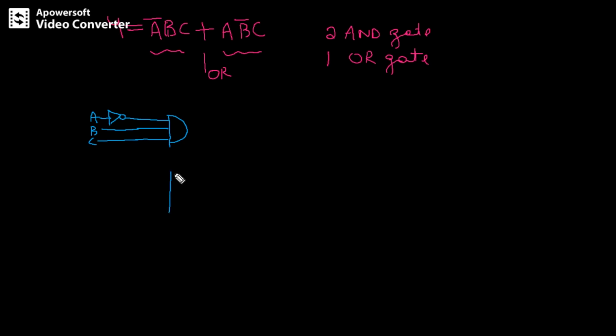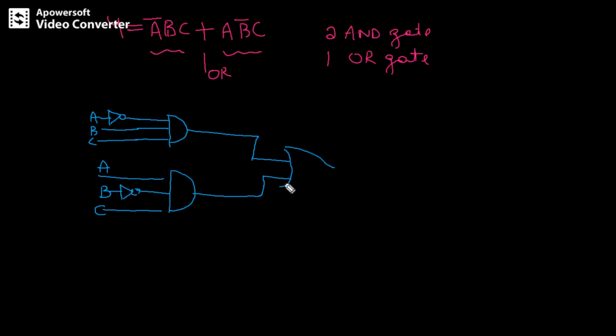Next one, once again 3 inputs. First one is A, second one is B, and I will pass that input through an inverter and connect it to the AND gate. Third one is C. The output of this one and the output of this one, both we have to connect to one OR gate. This is the OR gate.